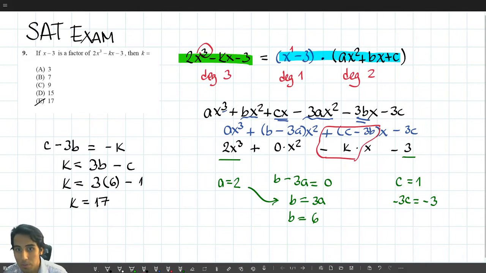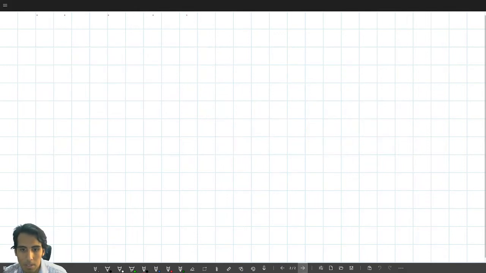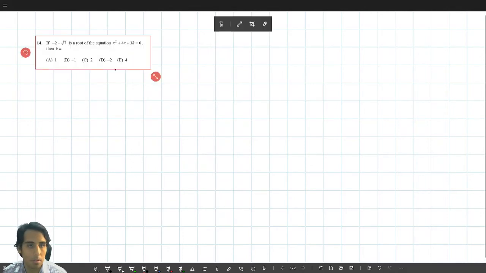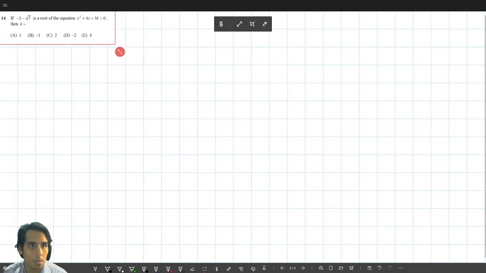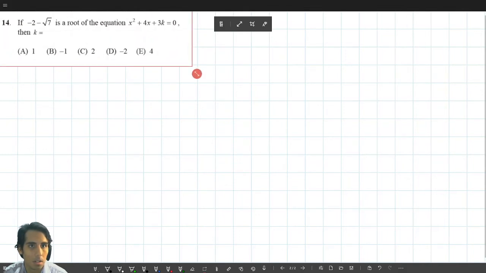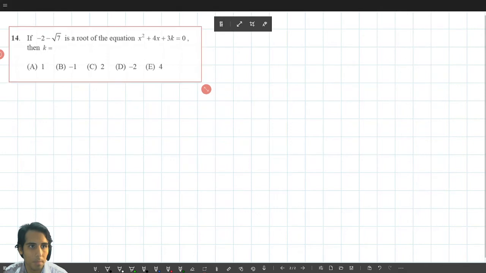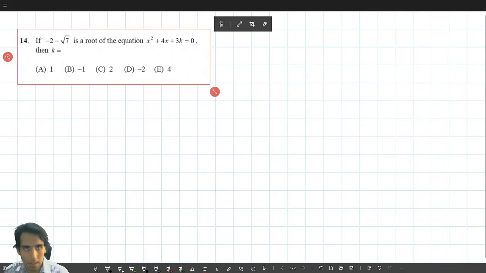So that was the first problem. Now we will do the second one. A new page here, and I have here the problem. Here is the second problem. I'm going to enlarge it. Here we go. So we have this problem here.